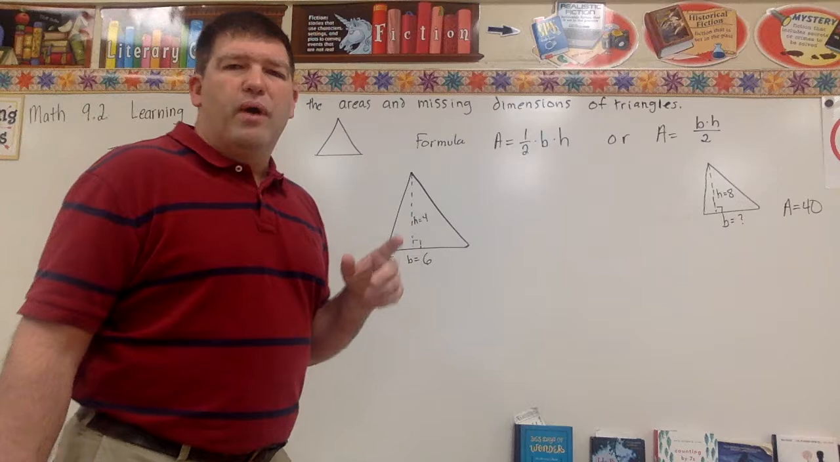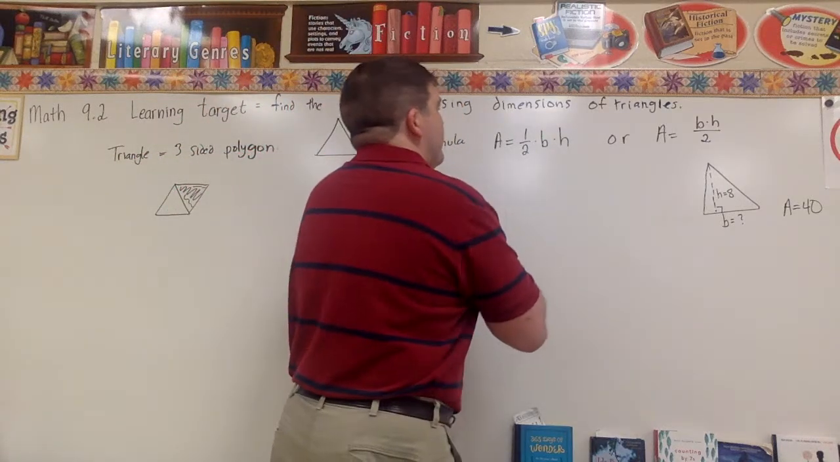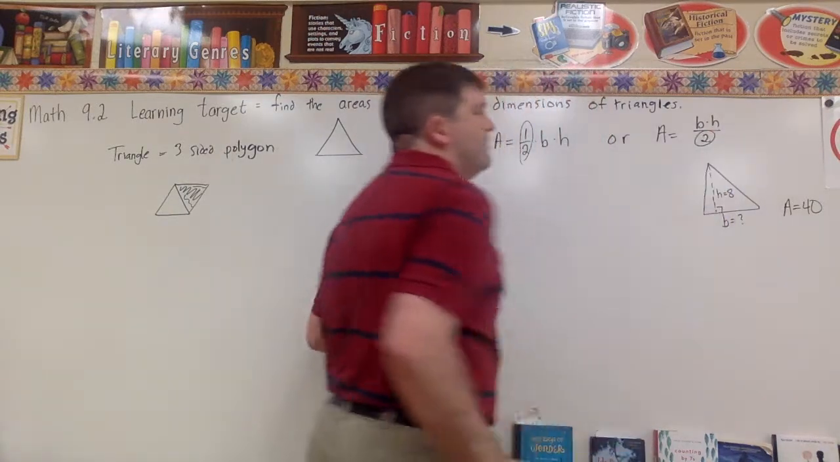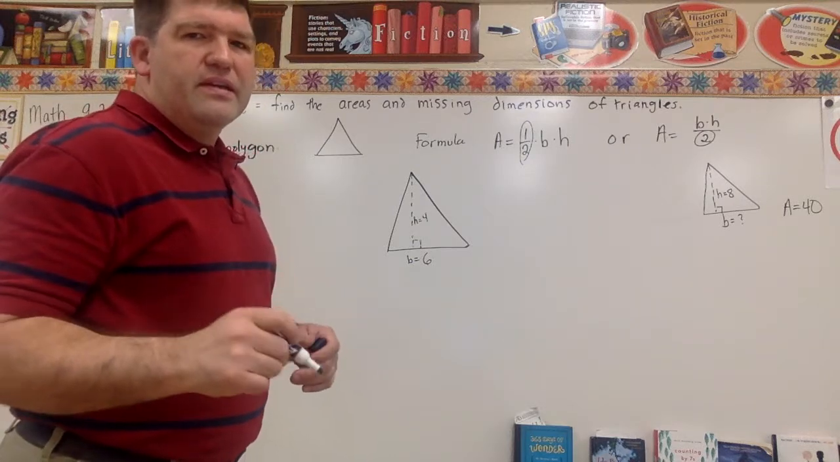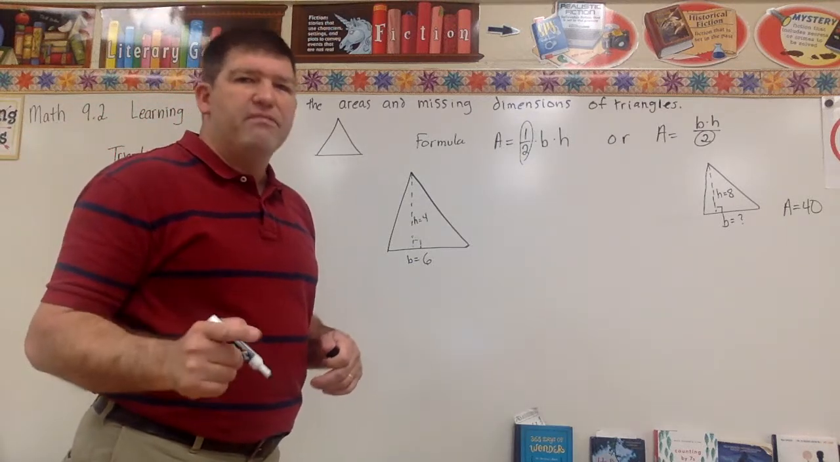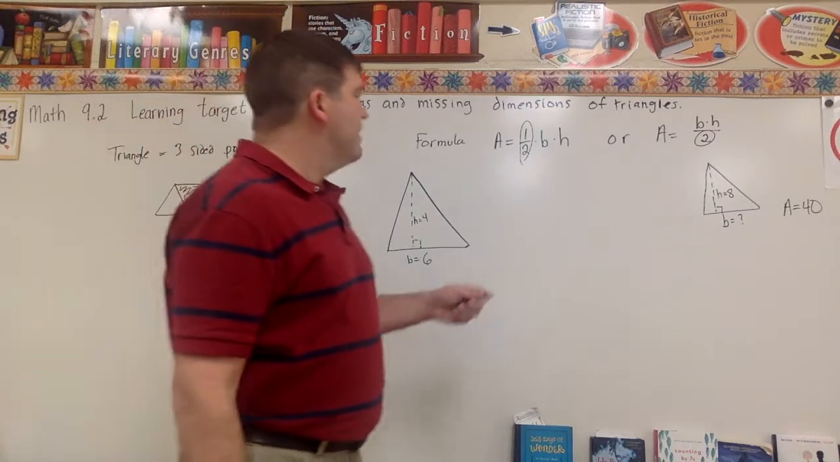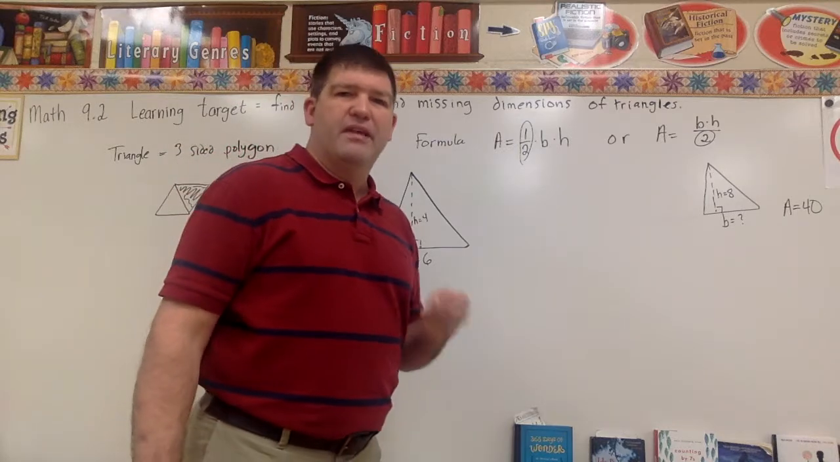I want to show you why the new piece is this half, or it's divided by 2, which is the same thing. So the reason why you do that is because a triangle is a half of a parallelogram. That's why you have to divide it by 2 or times it by a half. You have to get half of it.